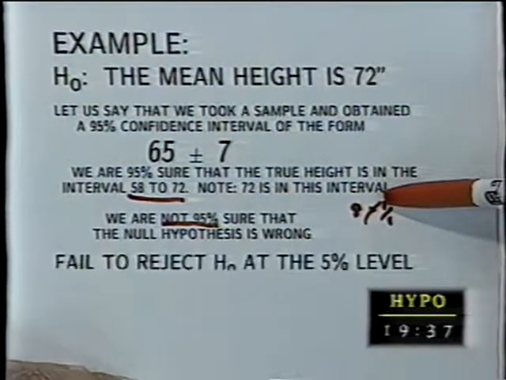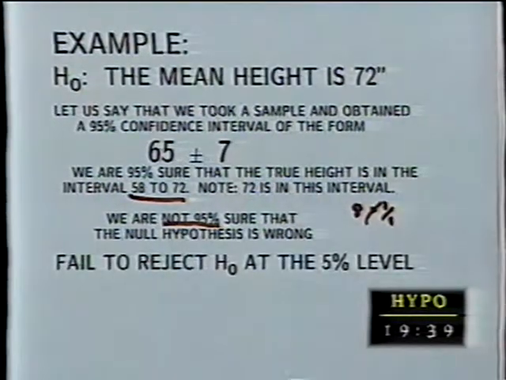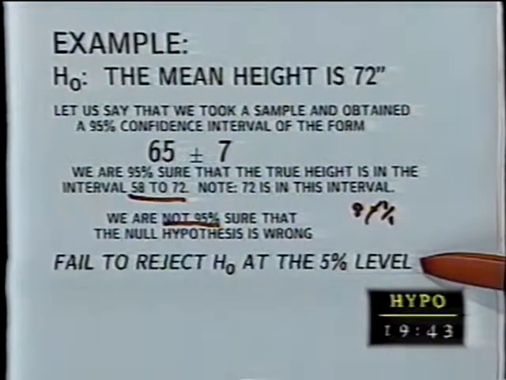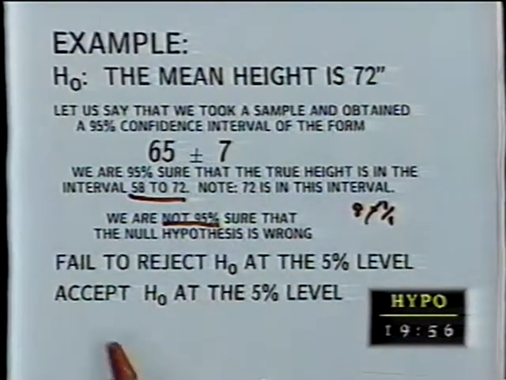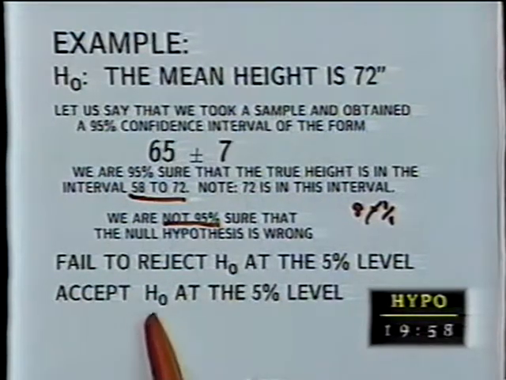If we're not 95% sure, we must fail to reject at the 5% level. Because in order to reject at the 5% level, we must be at least 95% sure that it's wrong. We are not 95% sure, therefore we must fail to reject. And when we fail to reject, the statistics books will tell us, accept H naught at the 5% level. Accept H naught.